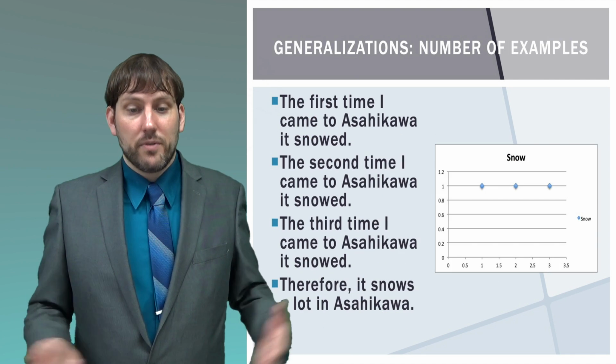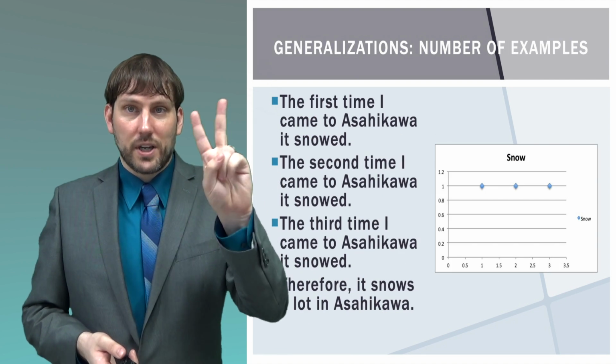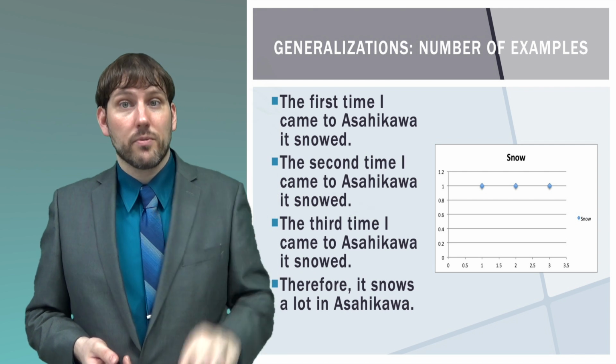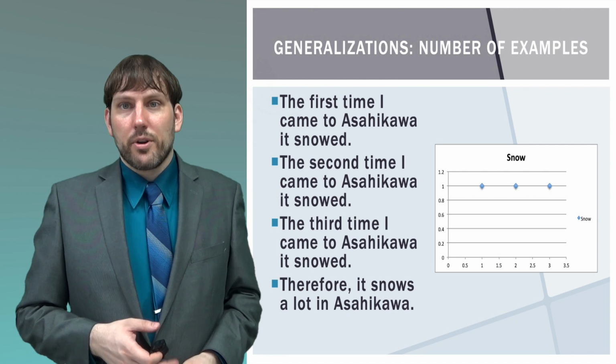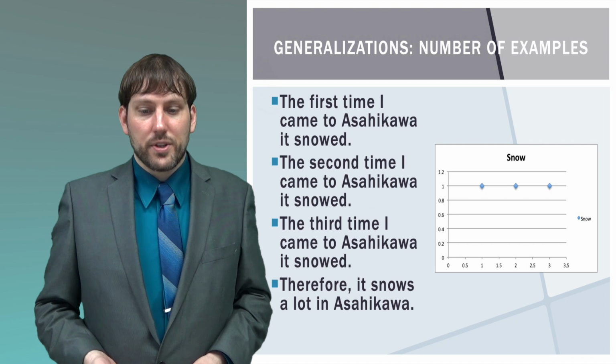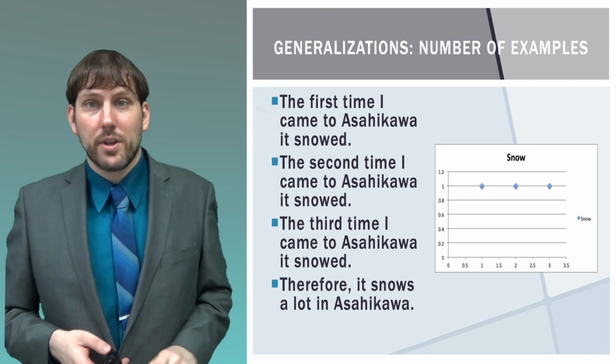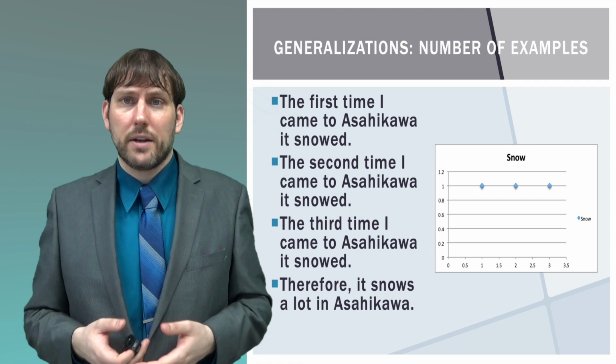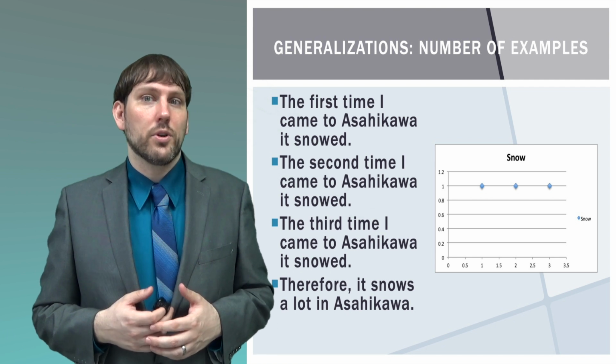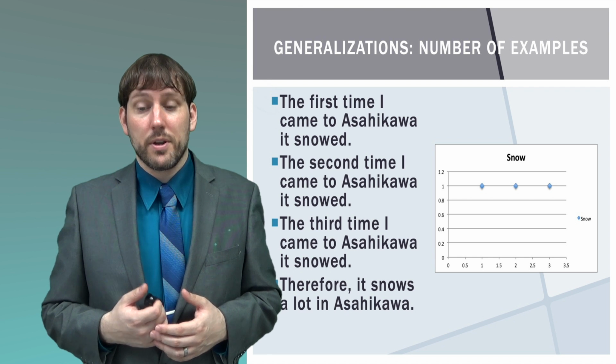So here's an example. The first time I came to Asahikawa, it snowed. The second time it snowed. The third time it snowed. Therefore, it snows a lot in Asahikawa. So if it snowed 3 times, I could draw this conclusion. If I did that, I would have 3 relevant examples. They would all be ones that kind of fit the pattern. We would need to know a few more details to know whether this is going to be strong enough.